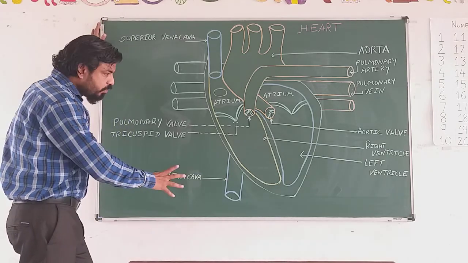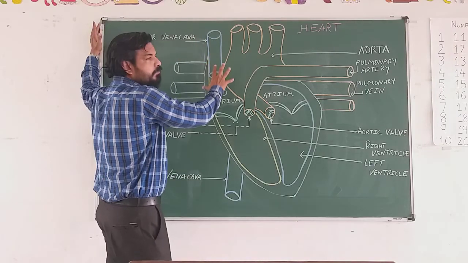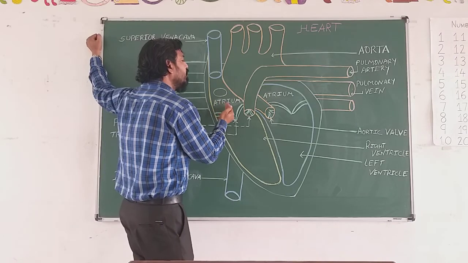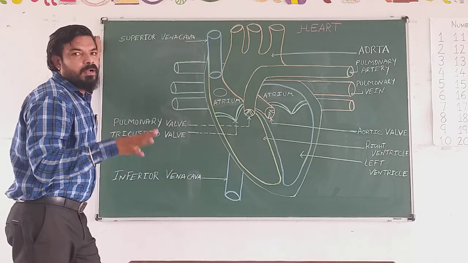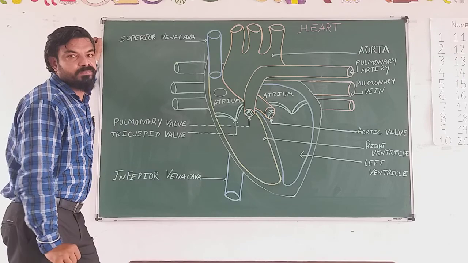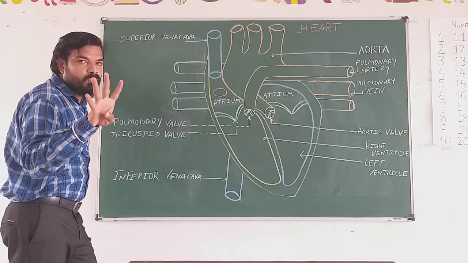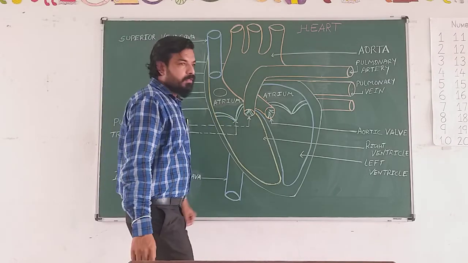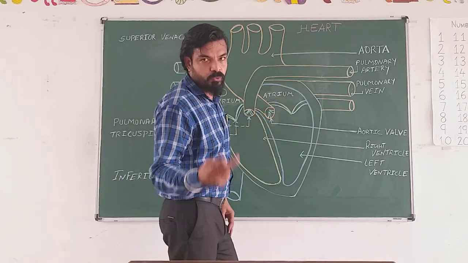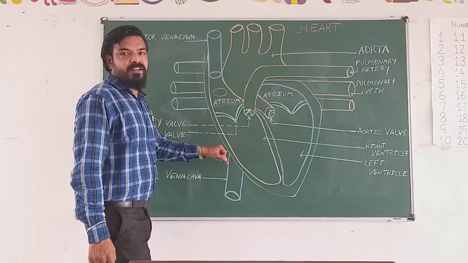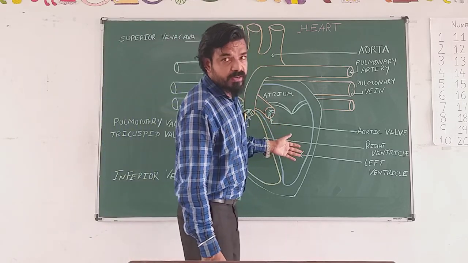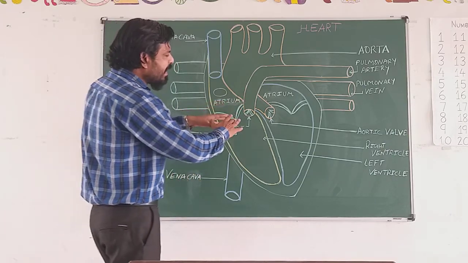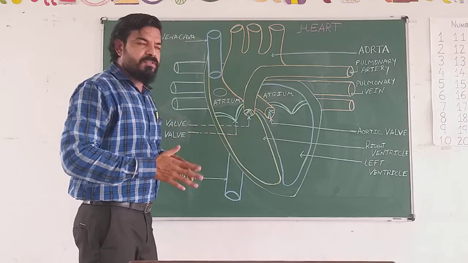So both collect the blood, which is deoxygenated, and it reaches this part. The heart has 4 chambers. How many? 4 chambers. This is the right atrium, this is the left atrium, this is the right ventricle, and this is the left ventricle. That means 2 and 2, 4 parts. These 4 parts are divided by the valves that we discussed.